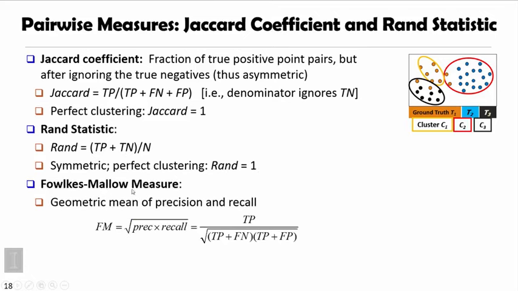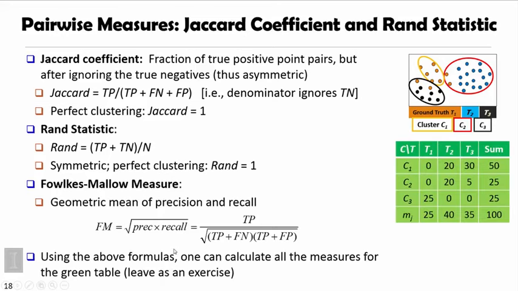Then there's another interesting measure called the Fowlkes-Mallows measure. This measure is the geometric mean of precision and recall. Remember, we just studied the F measure, which is the harmonic mean of precision and recall. For the geometric mean, the Fowlkes-Mallows measure is essentially precision times recall, and you take the square root. Okay. And once we introduce all these measures, if we want to calculate any table like this one, the contingency table, we can use these measures to calculate all the numbers. We will leave this calculation as an exercise instead of spending time lecturing here.